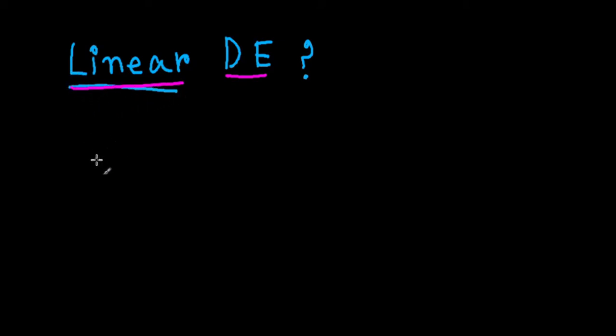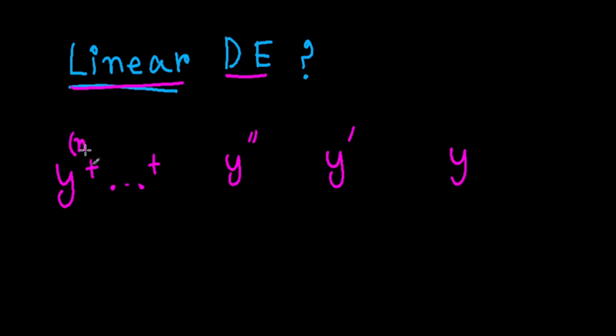So it looks something like this. As I said, y. You can have the first derivative of y, you can have the second derivative of y, and so on and so forth, up to the nth derivative of y. So you have, say, y and the nth derivative of it.